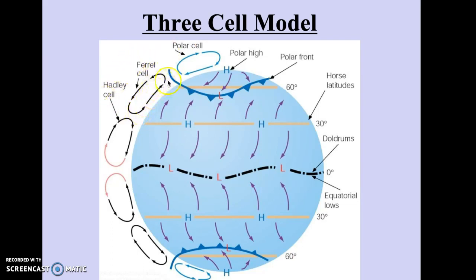This leaves the gap right in between the two regions, 60 degrees and 30 degrees, that we call the Ferrel cell, named after the scientist who largely discovered it. And note, it moves in an opposite direction. The surface winds are moving towards the pole, the upper level winds are moving towards the equator, and you've got sinking air on the equatorward side and rising air on the poleward side. This is a thermally indirect circulation.